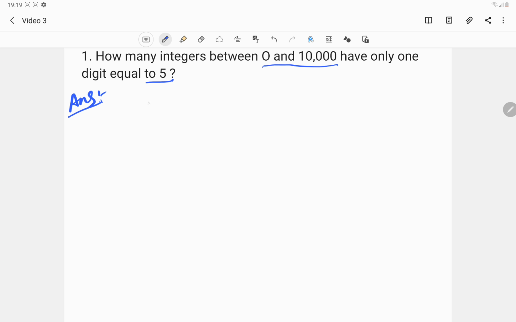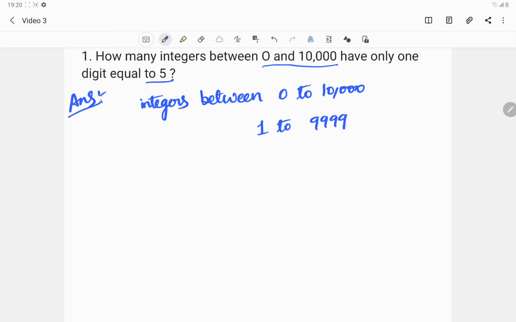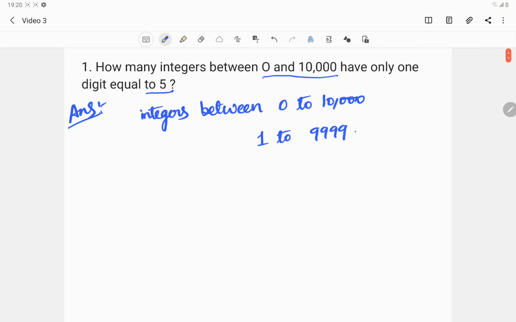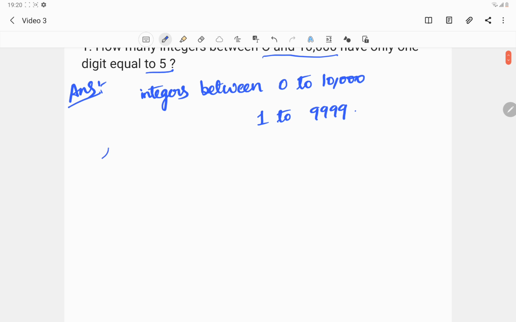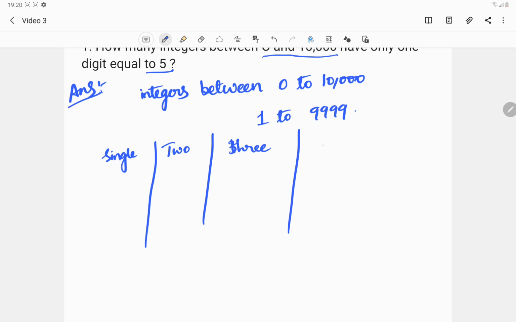So it is clearly written that integers between 0 to 10,000. So that means we are dealing with integers from 1 to 9999. So from 1 to 9999 we will have single digit numbers, we will have 2-digit numbers, we will have 3-digit numbers, and we will have 4-digit numbers.